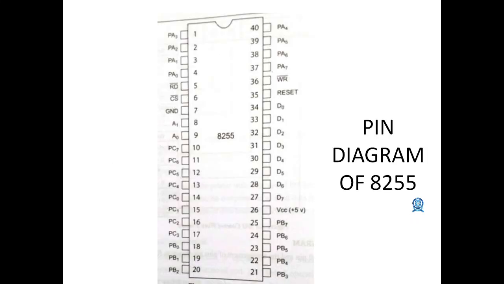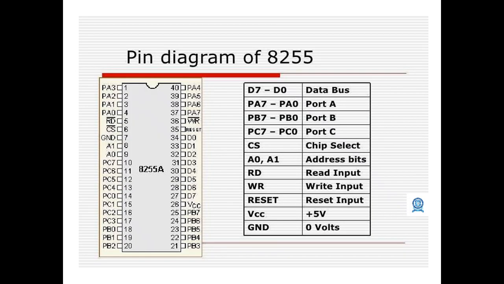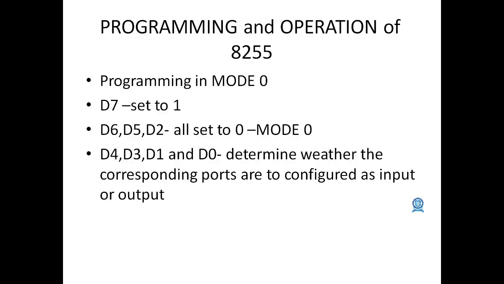The pin diagram for 8255 is given from pin 1 to 40, in which the 35th pin is the reset pin and the 26th pin is the VCC pin. PC7 to PB2 are pins 20 to 10, PA1 to PA3 are pins 1 to 3, and CS is 6, read is 5, ground is 7. So this is the diagram in which the data bus is D0 to D7, port A is PA0 to PA7, B is PB0 to PB7, C is PC0 to PC7, A0, A1 are the address bits, and the reset input is the reset button, plus 5 volt is given at VCC, 0 volt at ground.